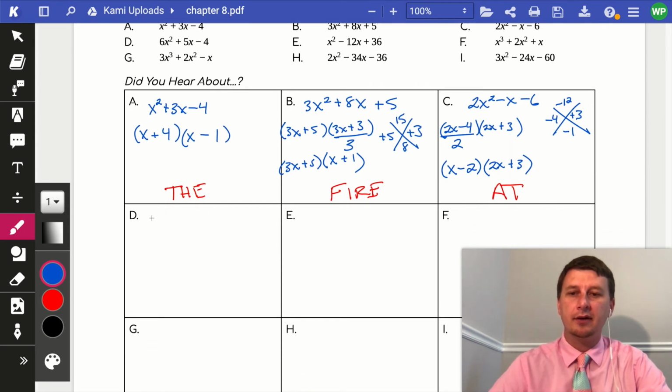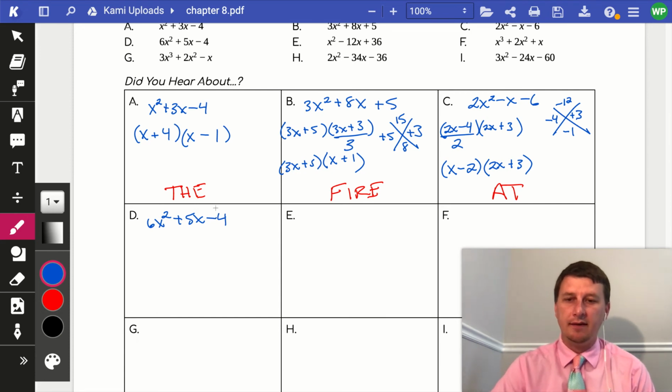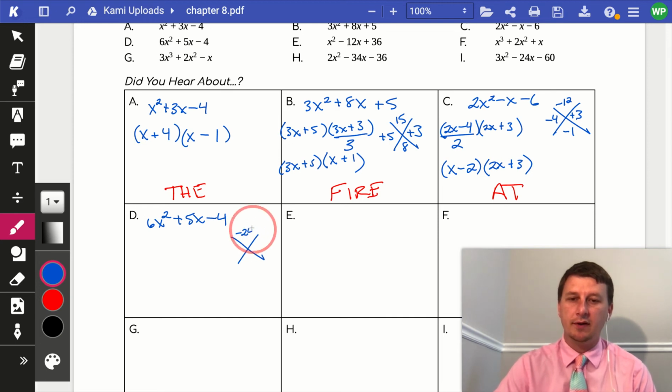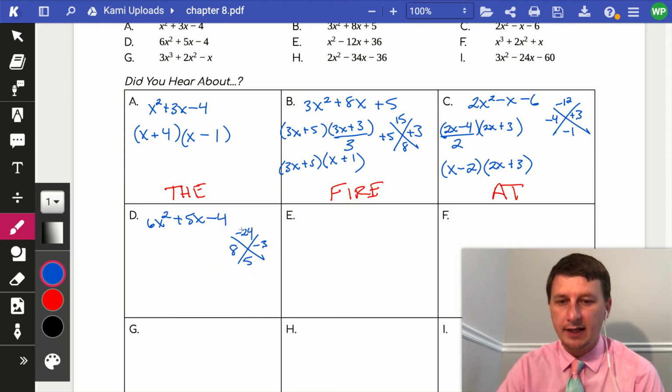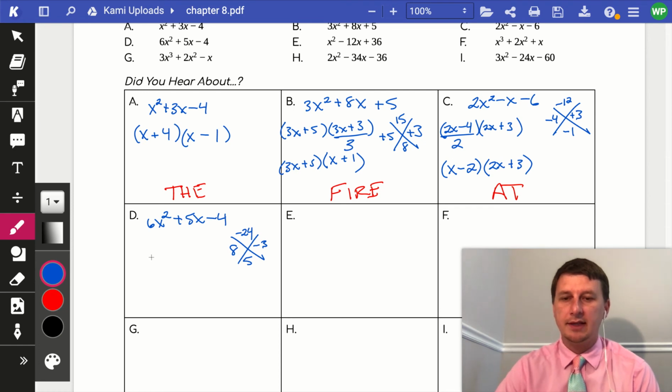And I go on to trinomial D. 6x squared plus 5x minus 4. There's no GCF, not a difference of two squares, but a is greater than 1, so I'm going to be using my AC method again. 6 times -4 is -24, and I have a 5 as my b term. What two numbers multiply to -24 and add to 5? Pause the video if you need more time. Otherwise, we're going to go on with 8 and -3. 8 times -3 is definitely -24. 8 minus 3 is +5.